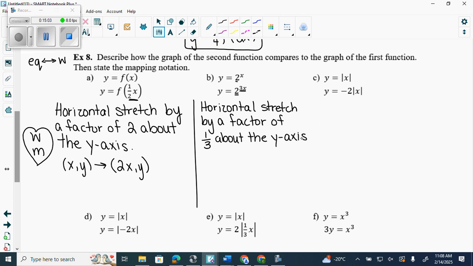Then words and mapping are the same. So we get x, y becomes, it's going to affect my x. It is the number a third, so it will be the number a third in mapping. Same numbers in words and mapping, right? So we'll get 1/3 x, comma y.